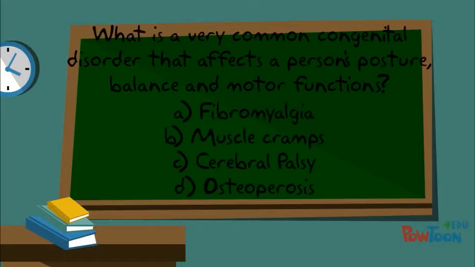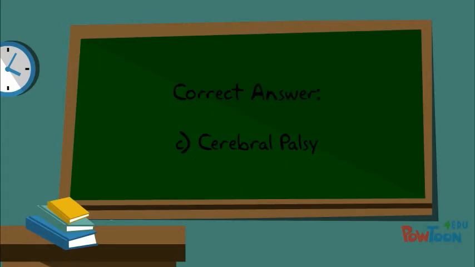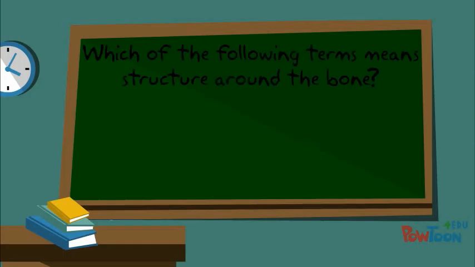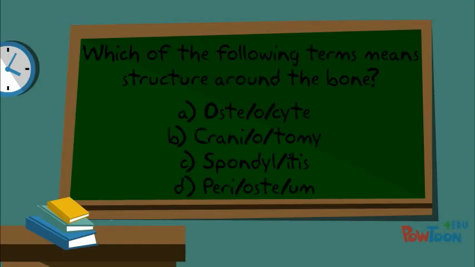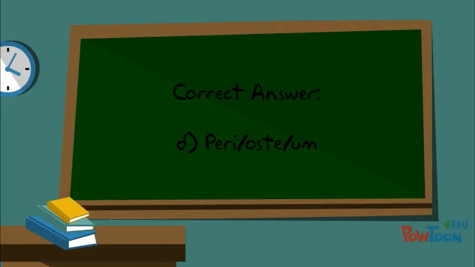What is a very common congenital disorder that affects a person's posture, balance, and motor functions? You got it. The correct answer is C, cerebral palsy. Which of the following terms means structure around the bone? That's it. The correct answer is D, periosteum.